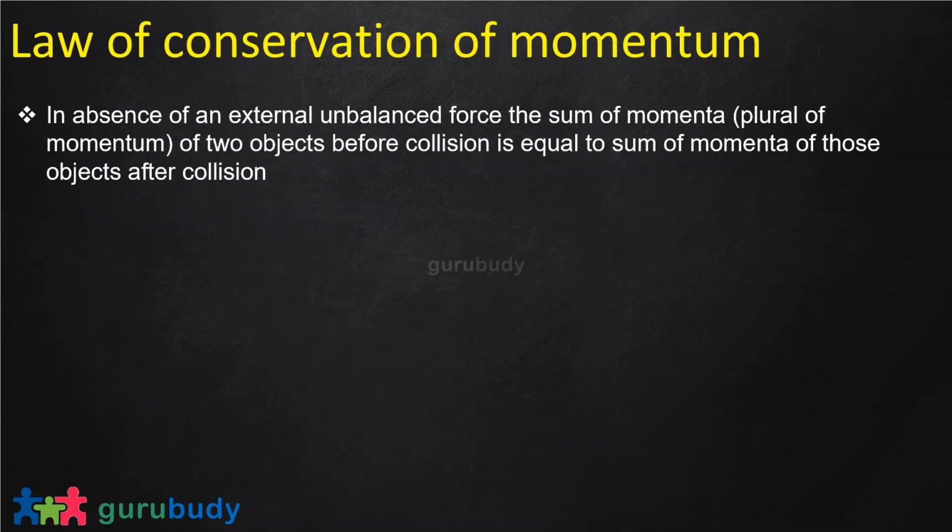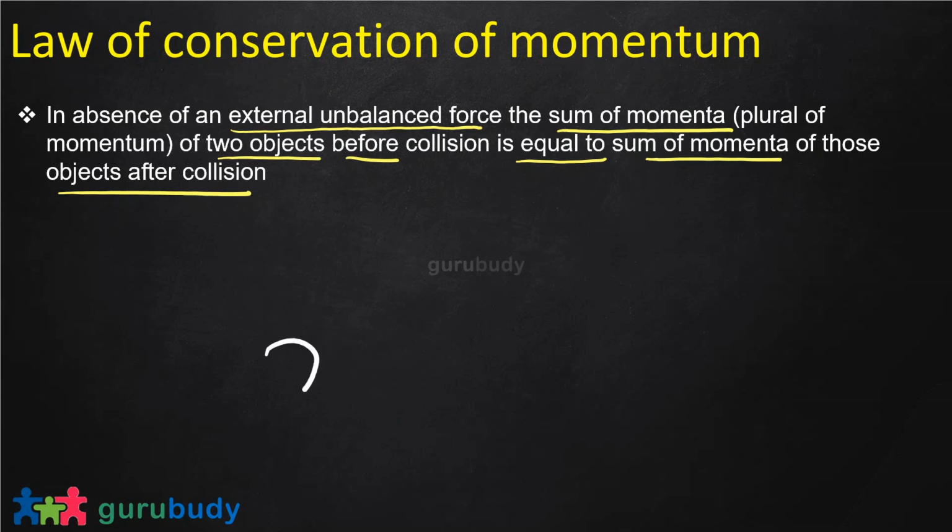In terms of definition, what it is telling us is, in the absence of external unbalanced force, this is important. If there is no external unbalanced force present, then the sum of momenta of two objects before collision is equal to the sum of momenta of those objects after collision. Let's consider an example here to understand this definition more.